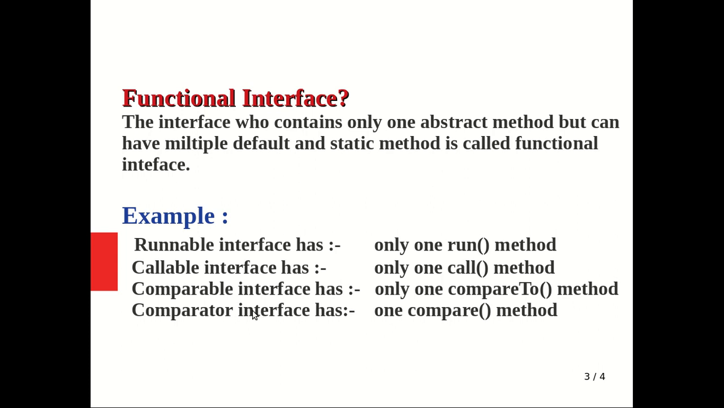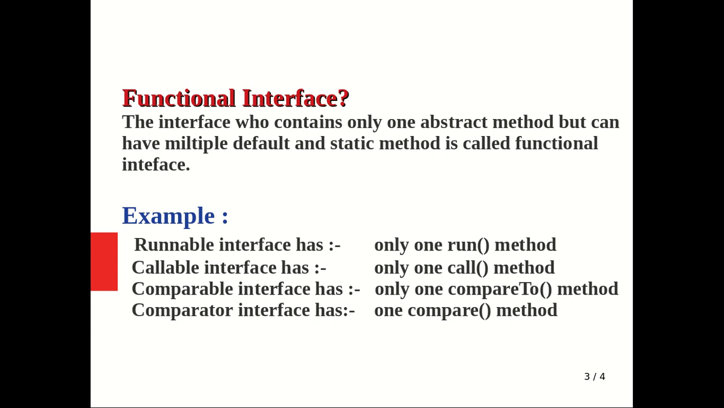It is also a functional interface because both contain one method, that is a compareTo method and a compare method. So these are some examples of a functional interface, because these interfaces contain only one abstract method. Alright, so guys, we can write our own functional interface, as a functional interface has only one abstract method.